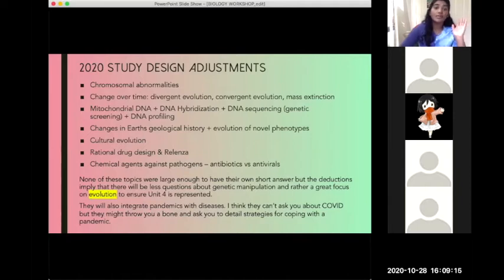The point here is that none of these topics were ever large enough to warrant their own question, right? So it's not like from past exams you're cancelling a whole question 10. All you're cancelling are those smaller part C's or D's. But in saying that, the majority of the stuff that's been cancelled is from Unit 4. So I do think that means there's going to be a much heavier focus on Unit 3.